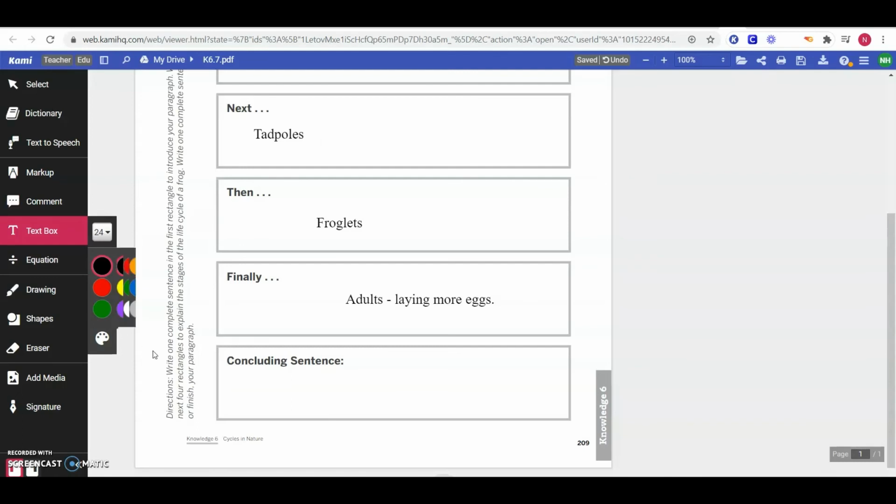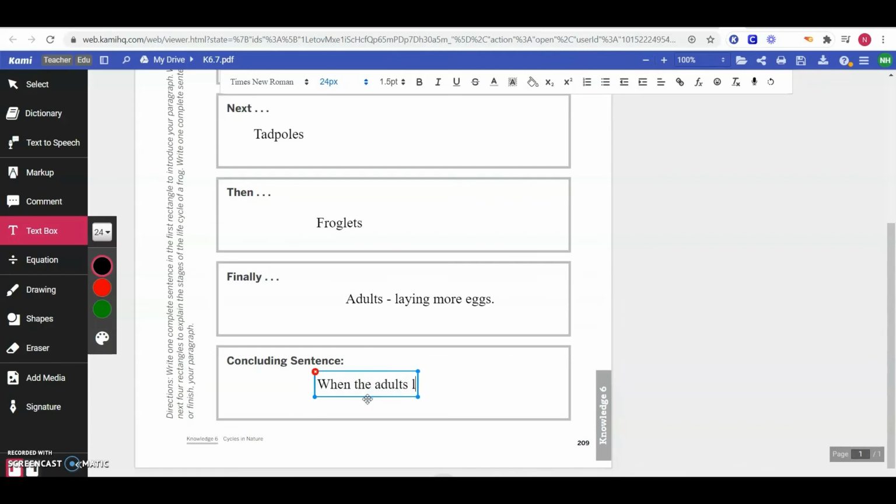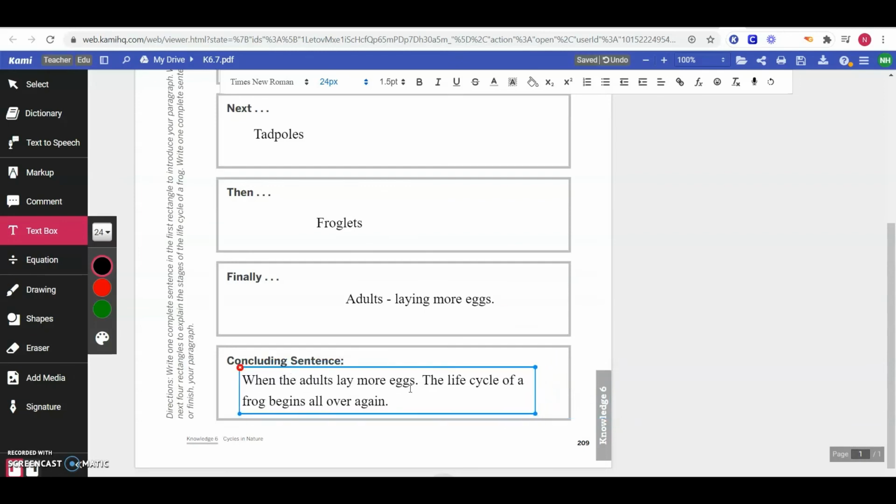Our concluding sentence should finish what we're talking about and wrap up the paragraph. So I'm going to say, when the adults lay more eggs, the life cycle of a frog begins all over again. Remember, cycles happen in circles, or it's a sequence of events that happens over and over again.